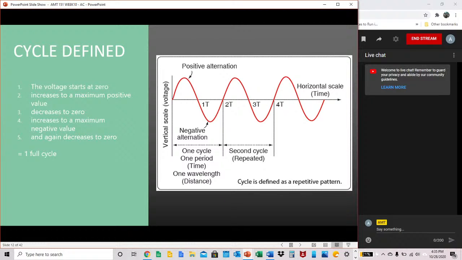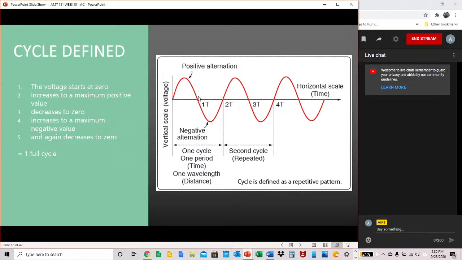So here's an example. This comes out of your 8083. This has an example of a few of the definitive terms we're going to be talking about. So cycle, right here you can see in this image, one cycle is right here. And there's some steps here to describe that cycle. The voltage starts at 0. So we're talking about right here. It increases to a maximum positive value, which is up here, positive alternation.